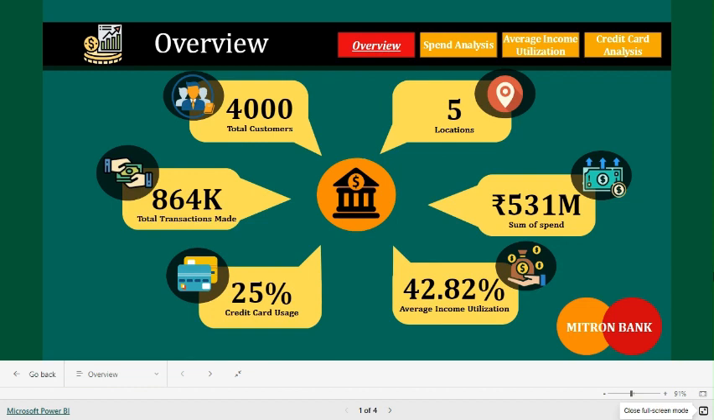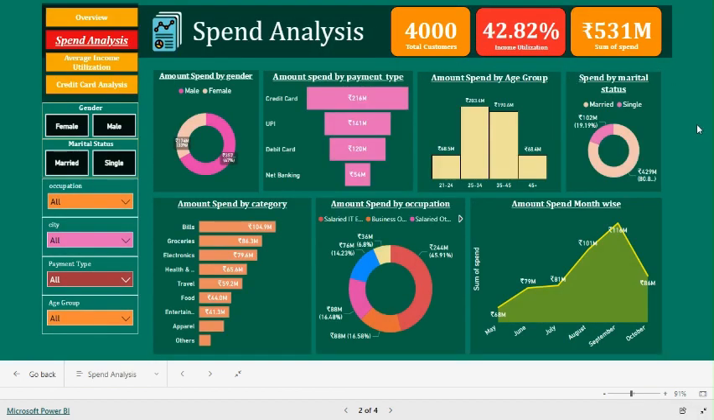Now it's time to take a look into the spending analysis of the customers. Here we can see that gender-wise, males are spending about 67% of the total amount spent and females spending about 33%, with about 174 million rupees being spent by females and 357 million rupees spent by males.